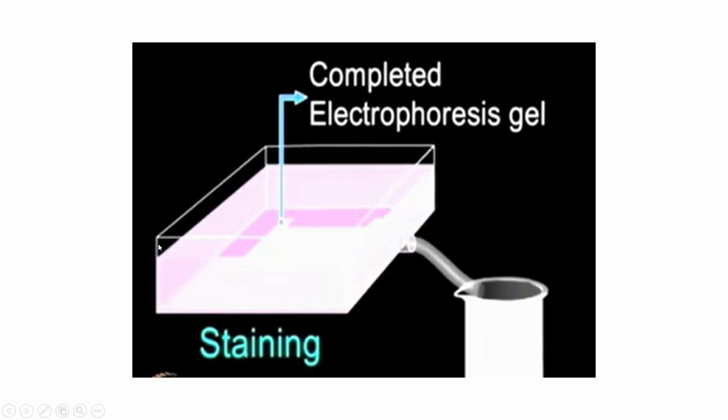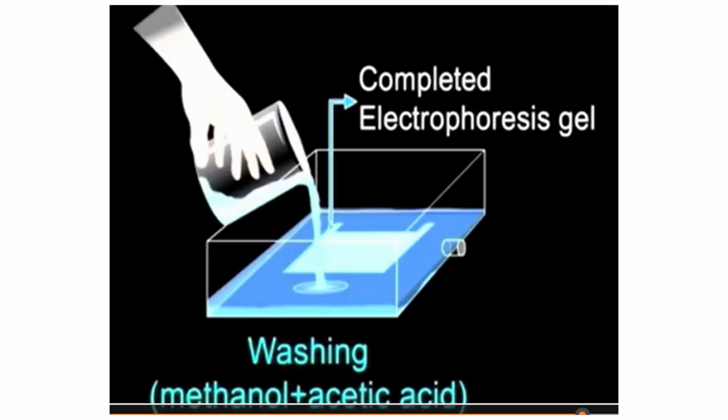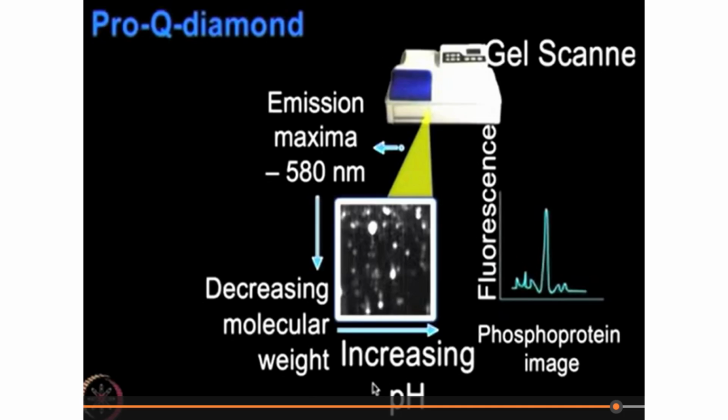Similarly, you need to fix it for this staining technique, then you will stain it, then you will wash it, and then visualize it at certain excitation and emission wavelength, and this is how you will get the image of the ProQ Diamond stained gel.